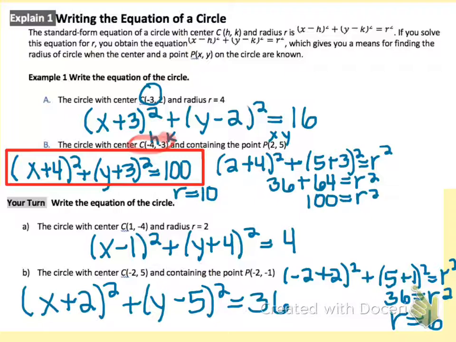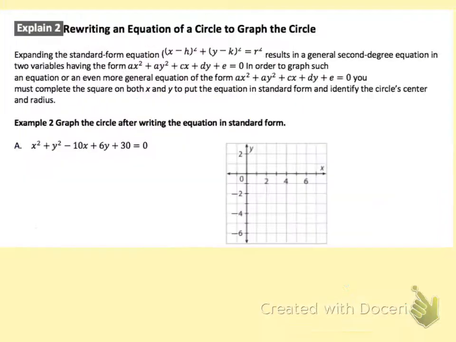Your turn. Question A is x minus 1 squared plus y plus 4 squared equals 4. And B, the radius ended up being 6. So you could tell the two x coordinates were the same, so really it was just the difference between the two y's. The radius was 6, so the equation is x plus 2 squared plus y minus 5 squared equals 36. Okay, so of course it's going to get a little bit more tricky and a little more challenging.